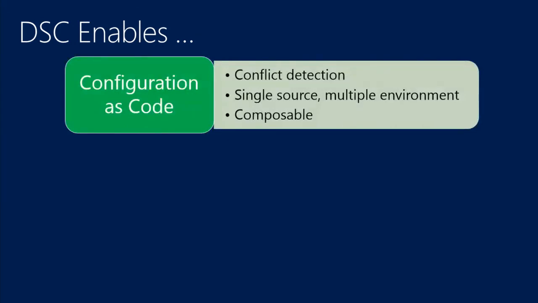So what exactly does DSC enable? It enables configuration as code. Similar to compilation, you can detect conflicts before deploying them. And as we saw, there can be a single source for multiple environments.